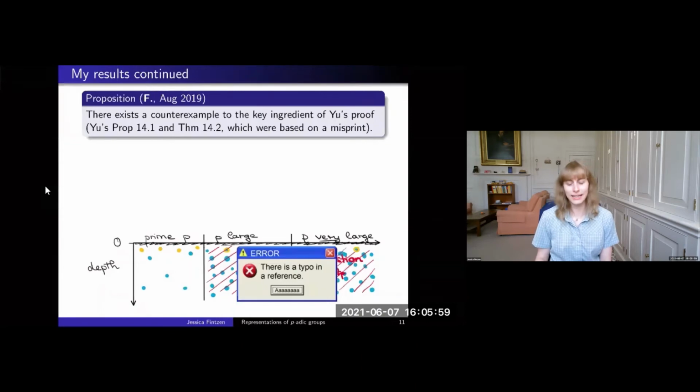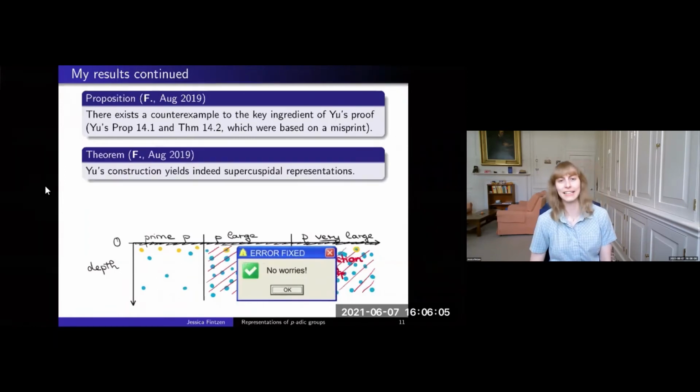And I guess there are two reasons why I could talk about it, either to ask you to fix it or to tell you that it's already fixed, and it's the latter. So we don't have to worry. JKU's construction actually does work. Instead of using his Proposition 14.1 and Theorem 14.2, I use the first half of his proof and then substitute the second half by something different that doesn't rely on this typo in the reference. So we can breathe again, everything works. The literature is still fine.